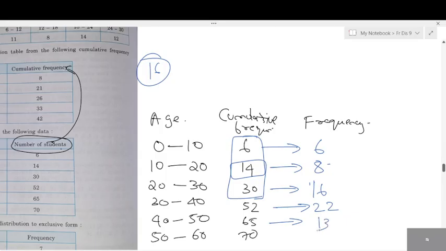Yes, 8 plus 5, 13. 65 minus 70, 70 minus 65 is 5.